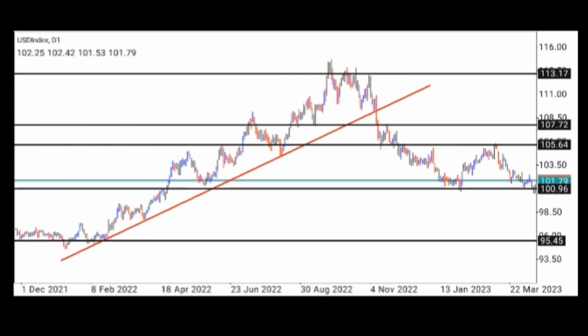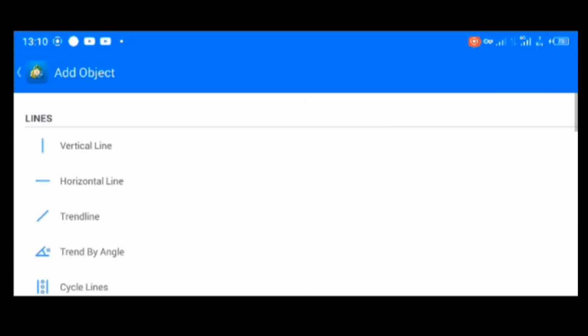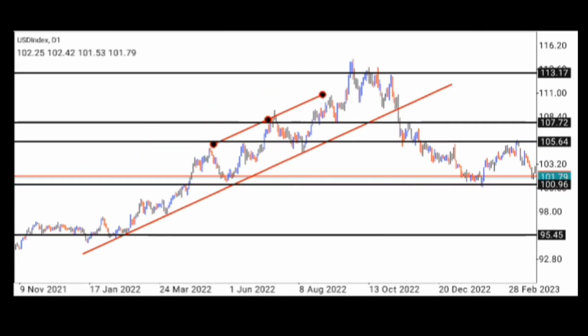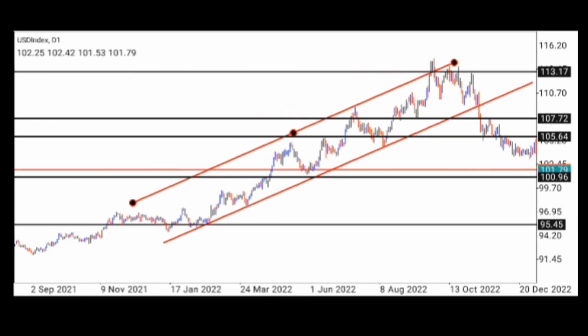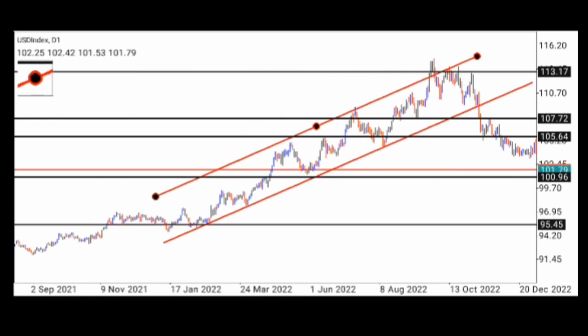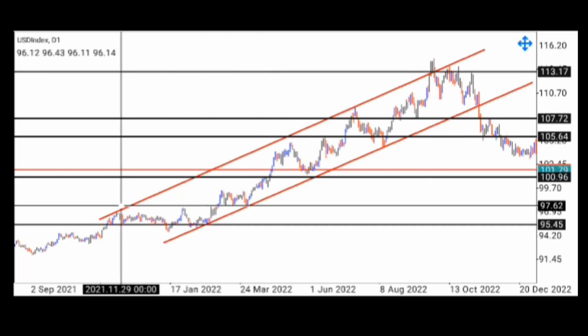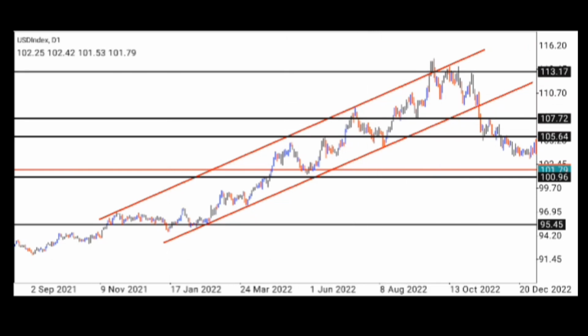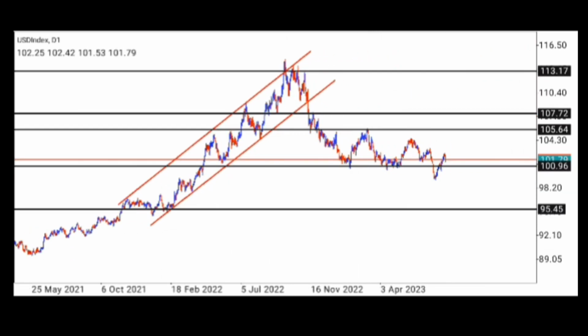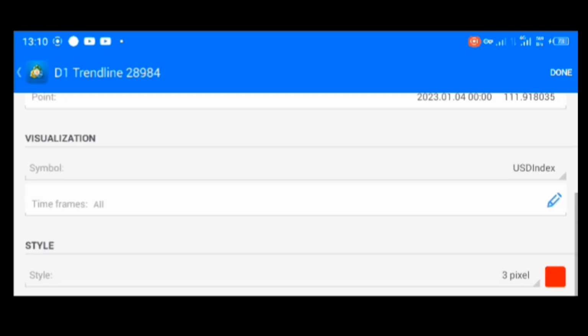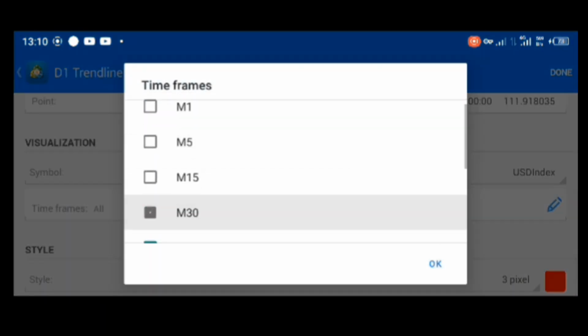Let me just complete this channel so it makes a bit of sense. There's no perfect way of drawing trend lines, but whatever you are drawing, let it make sense. The analysis just has to make sense. It doesn't have to be perfect. I like catering for most touches. So here, here, and then here, those bounces. That way, let me lock my trend lines to the smaller time frames.